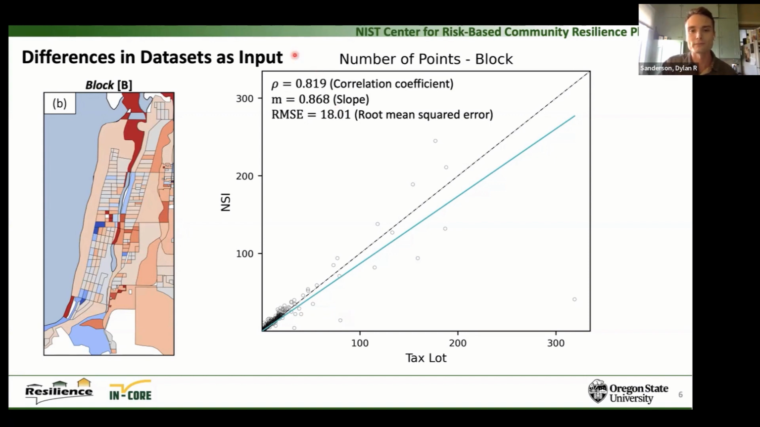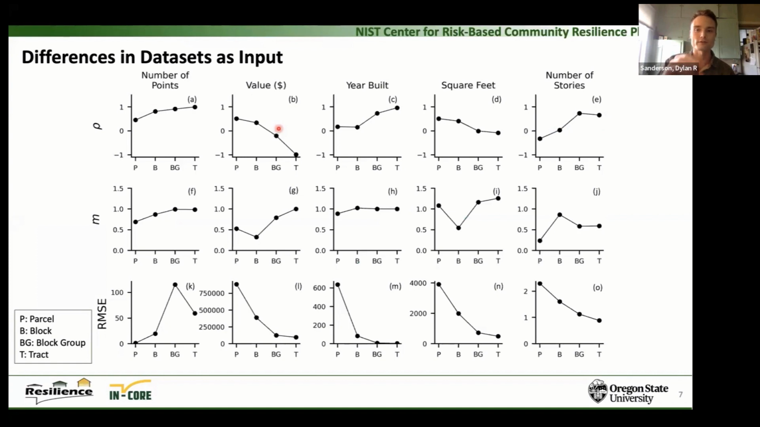And then we just compute some statistics on these: the correlation coefficient, a line of best fit, the slope, and then the RMSE for that. Again, this is at the block level, but then we also wanted to think about these different spatial scales. So in this case, we have P here as parcel, block group, and then tract.